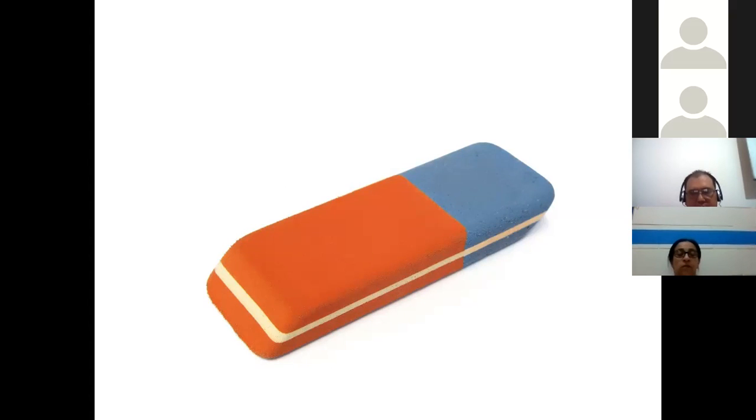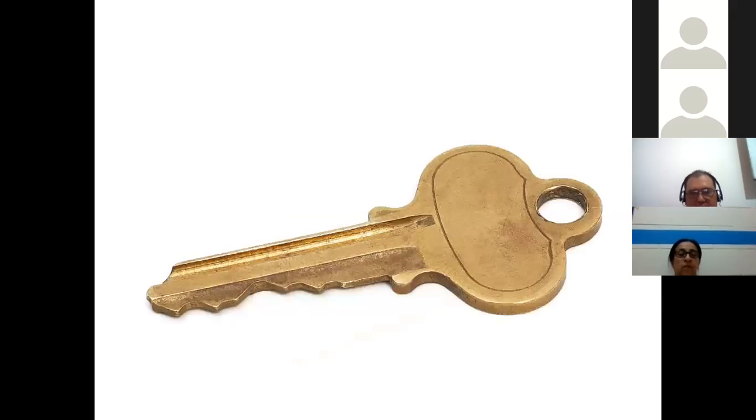It's an eraser. Very good. Next, what's this? It's a key. Only one. It's a key. Diga aquí. Aquí. It's aquí. Okay.